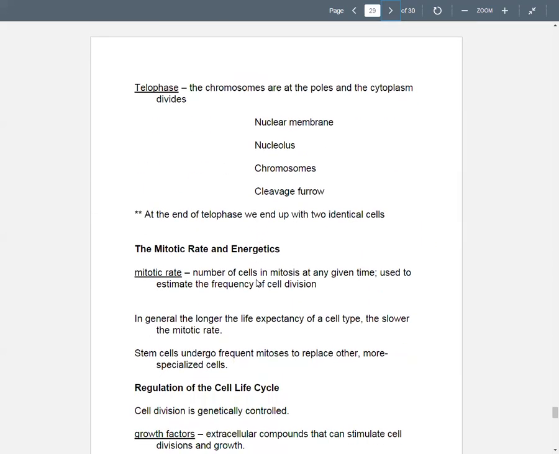In your telophase, chromosomes are going to be at opposite sides of the cell or opposite poles. You start seeing more cytoplasm divided. Big thing there is you start seeing the cleavage furrow. Okay, you start seeing the pinching on either sides of those cells. When telophase is over, you got two identical cells.